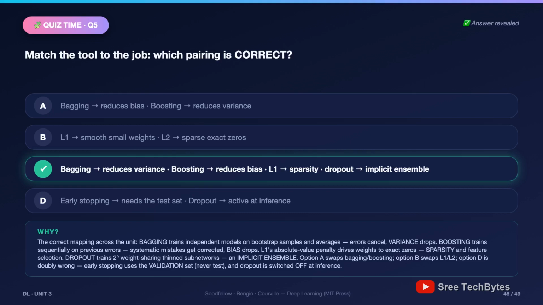Option A swaps bagging and boosting. Option B swaps L1 and L2. Option D commits two sins at once. Early stopping uses the validation set, never the test set, and dropout switches off at inference. If you got this one right, you haven't just memorized the unit, you've organized it. That mental taxonomy is exactly what the exam, in real practice, will draw on.